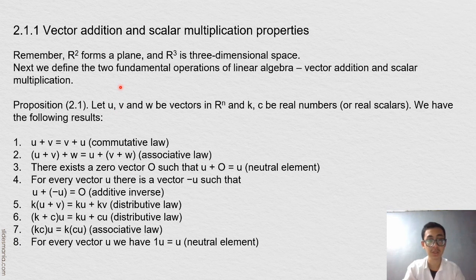2.1.1 Vector addition and scalar multiplication properties. Remember, R squared forms a plane and R cubed is three-dimensional space. Next, we define the two fundamental operations of linear algebra: vector addition and scalar multiplication. Let u, v and w be vectors in R squared and k a real number. We have the following result.